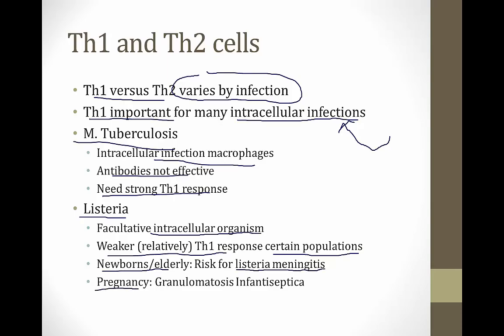In addition, pregnancy is associated with a mild decrease in the cell-mediated immune system. This is probably to protect the fetus from immune cells. So pregnant women are at great risk for Listeria, and they can potentially pass it on to the fetus, and this is a condition called granulomatosis infantiseptica.